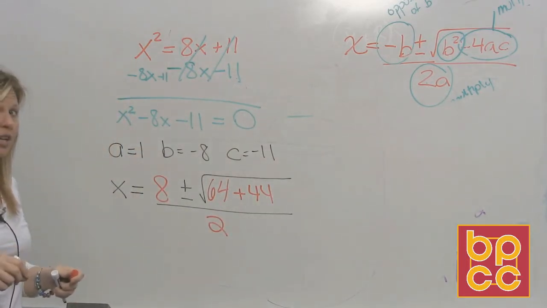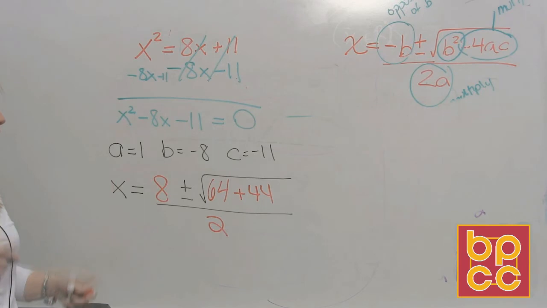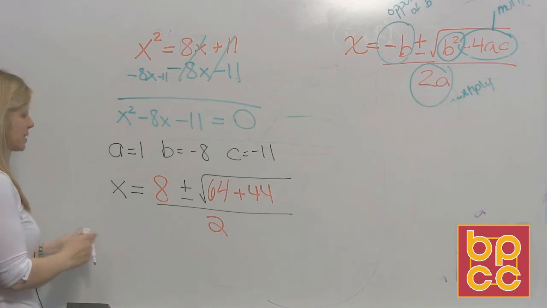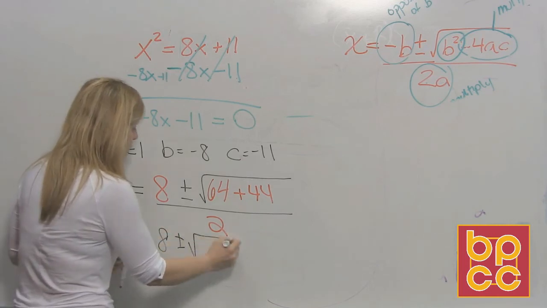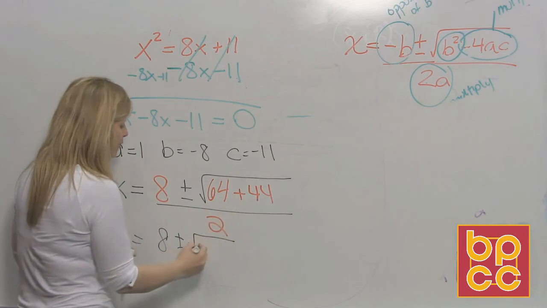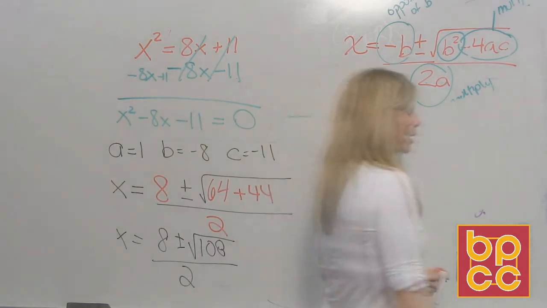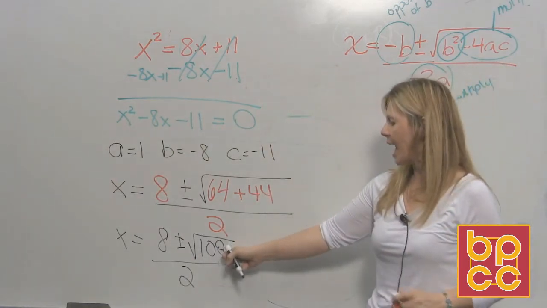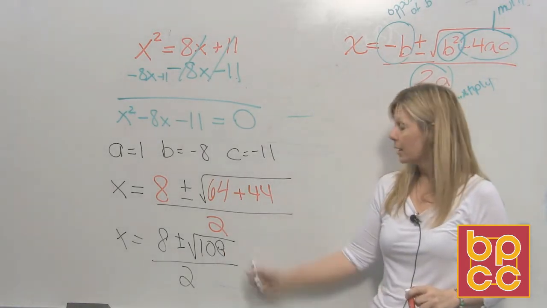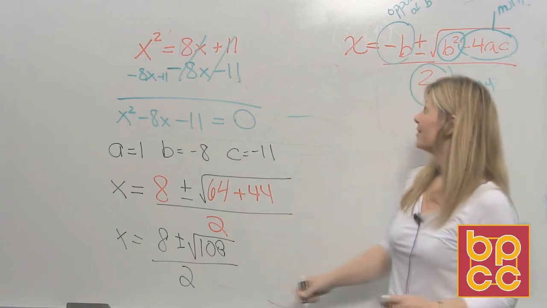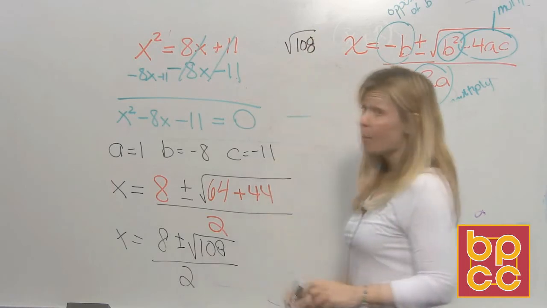Once you get the numbers in, all this is arithmetic. Follow the rules of please excuse my dear Aunt Sally. So you do what's in the symbol first. X equals 8 plus or minus square root 64 plus 44 is 108 over 2. We've already discussed this over and over again. Any number in a square root has to be reduced. We got a problem though. Is 108 a perfect square? No. So now we got to go up here and we got to reduce it.